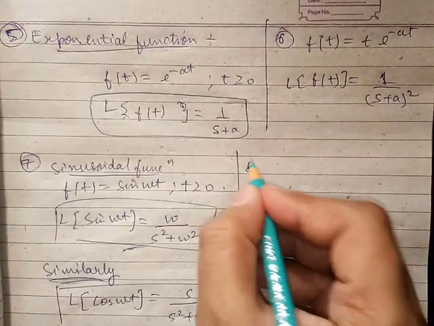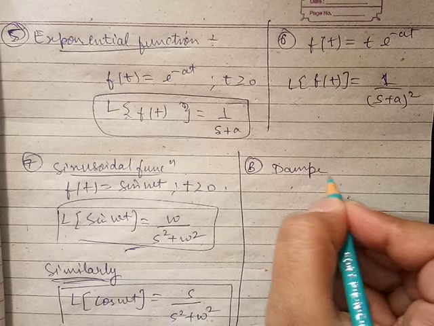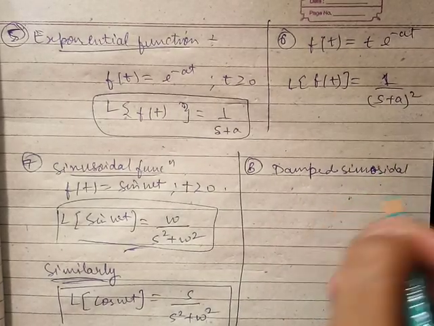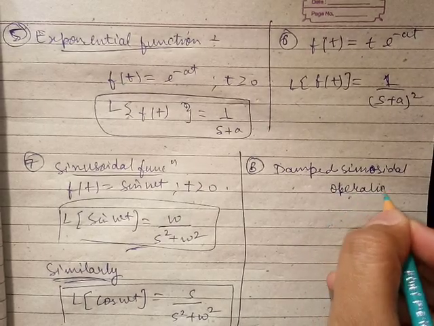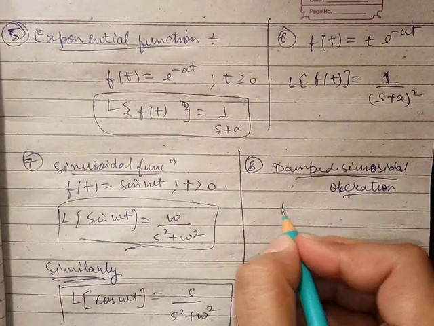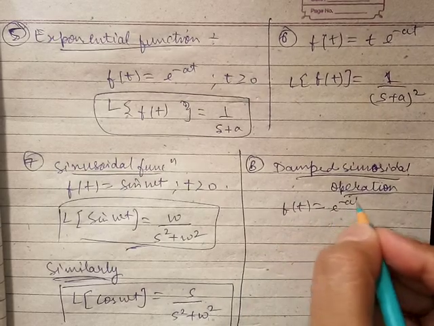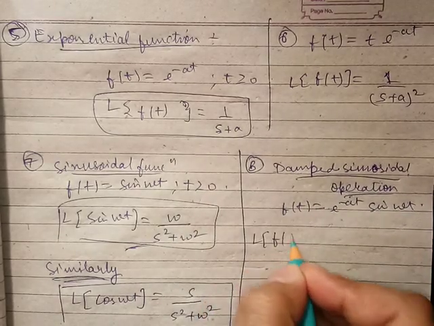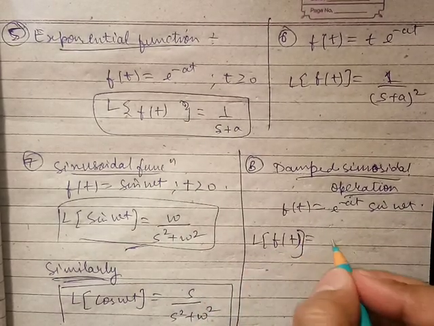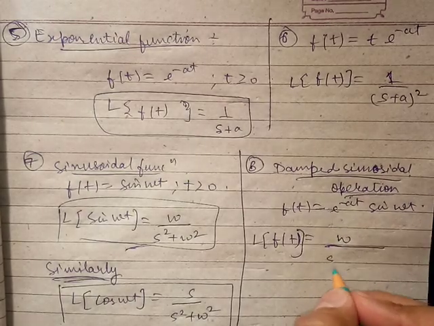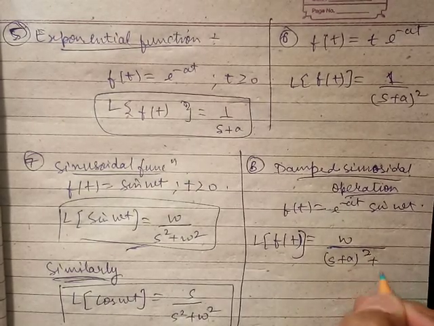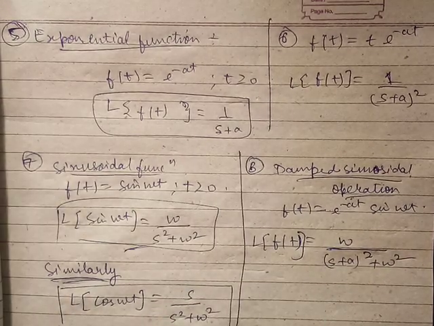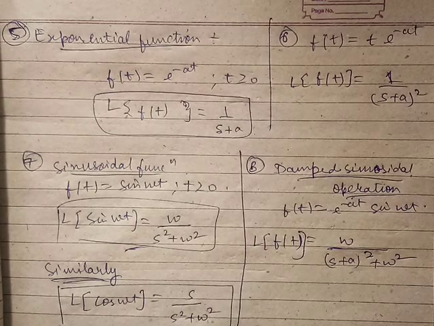Now the next comes with damped sinusoidal functions, right? Suppose f of t is given by e raised to power minus at sine omega t. L of f of t is given by omega upon s plus a to the power whole square plus omega square. You should remember, so that it's good for you.